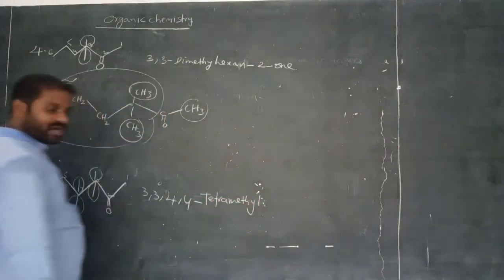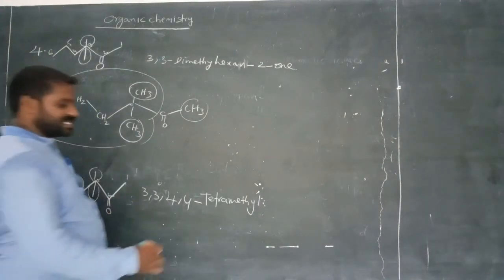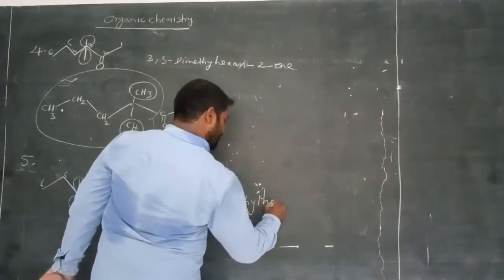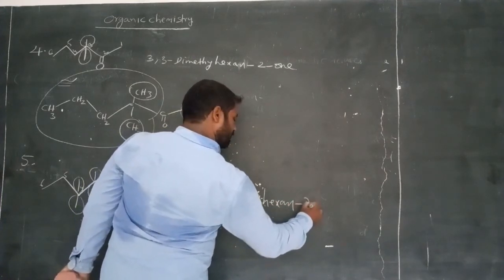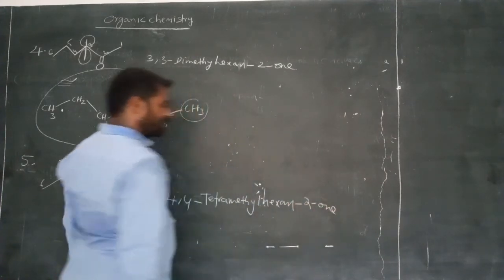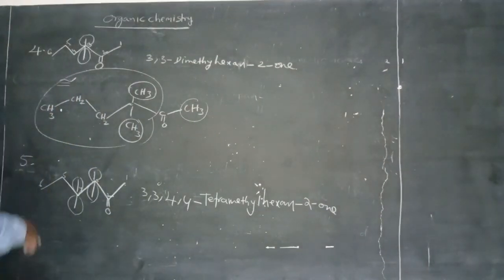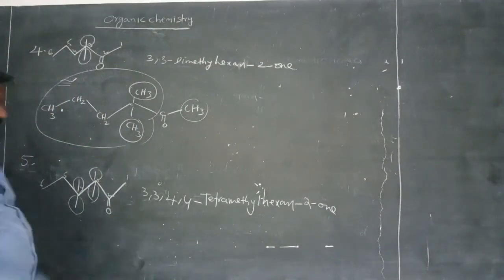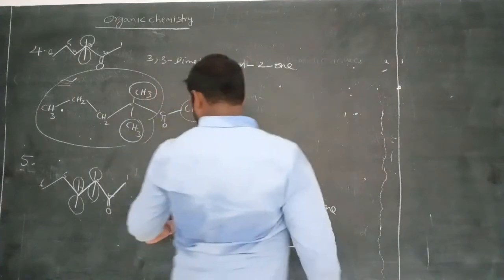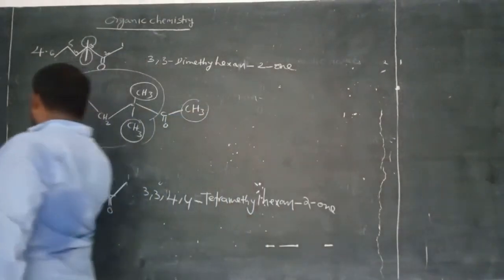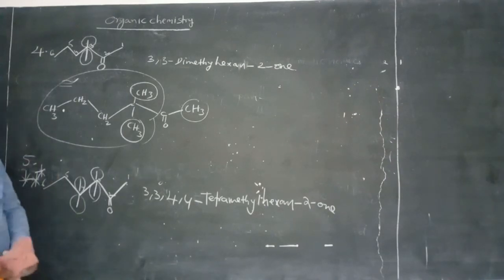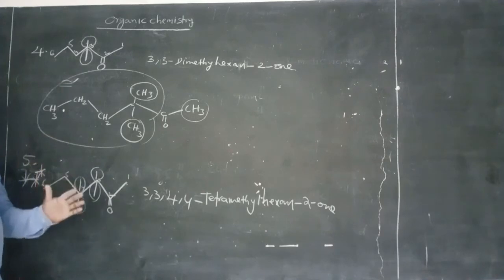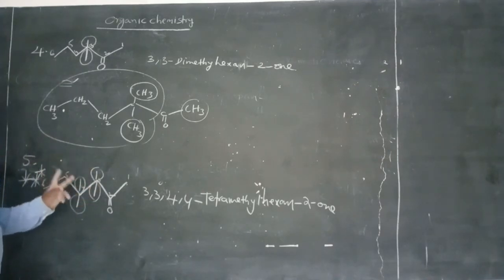Then what is the root word? How many carbons? 6 carbons. 6 carbons is the root word hex, hexane. 2-one. Hexane 2-one. Clear? All of you? 2-one, this is very important. On the third carbon we have 2 methyl groups. At the same time, the fourth carbon also possesses 2 methyl groups. Clearly? So there are 4 similar methyl groups. 2 are at the third carbon, 2 are at the fourth carbon.